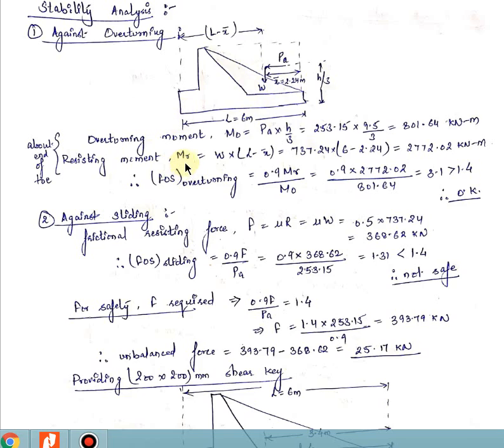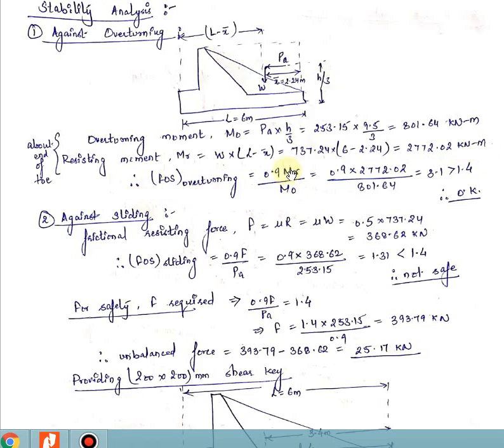So this resisting moment will be equal to weight into its perpendicular distance from the end of the toe. So what will be the distance of the weight from the end of the toe? See, we know that the total length L is known, x bar I know, so the distance of W from the end of the toe will be L minus x bar. So W into L minus x bar, put all the values, you will get 2772.02 kilonewton meter.